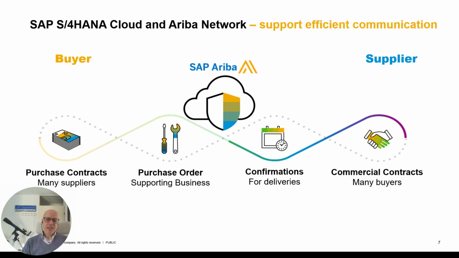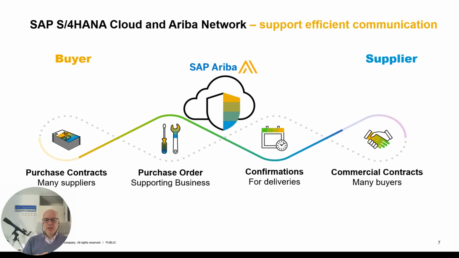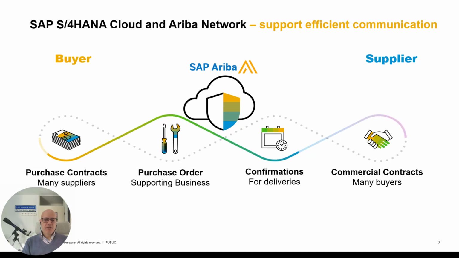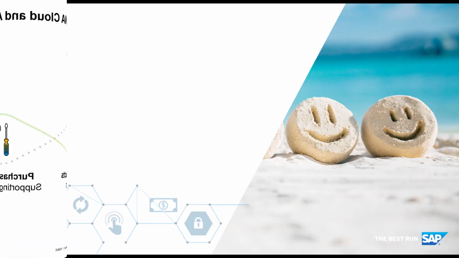Just a little graphic for this. The buyer is handling its purchasing contracts with many suppliers, sending out purchase orders with all kinds of business rules associated to that. And the supplier must react to those purchase orders with confirmations, and then also, at the end, sending the invoices. So let's go to a demo wherein I demonstrate how this actually goes in practice.